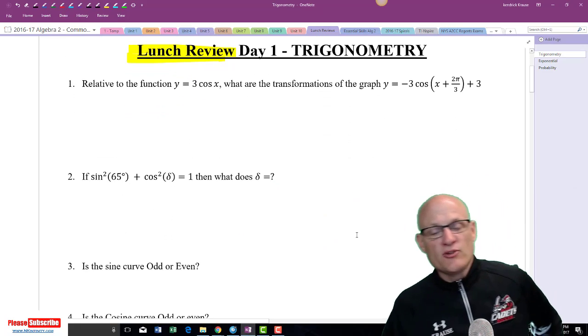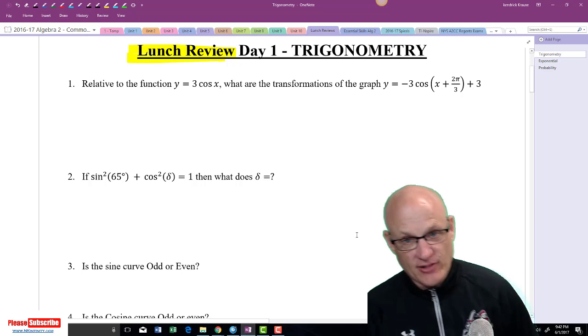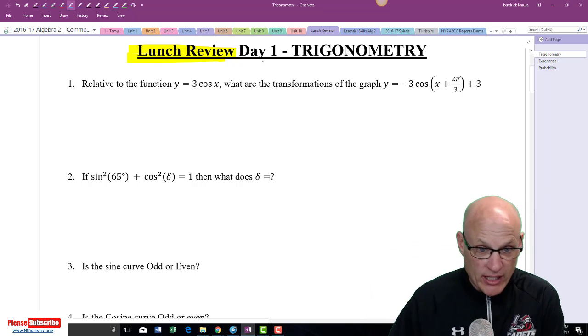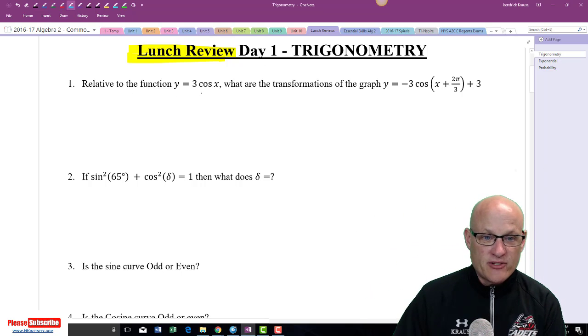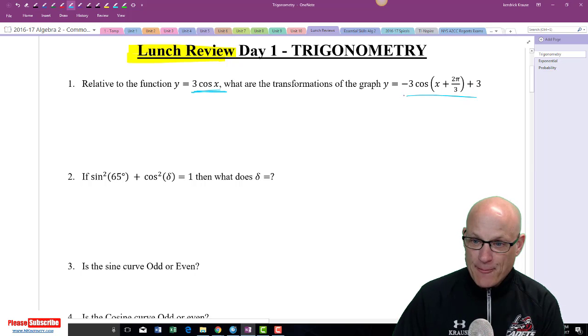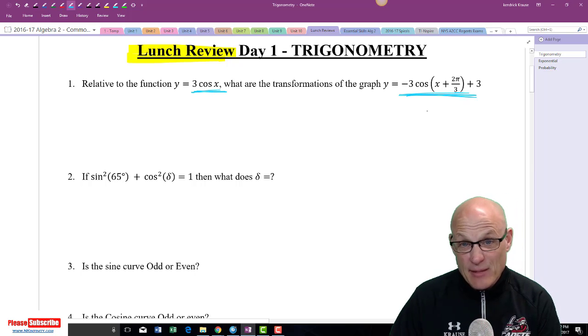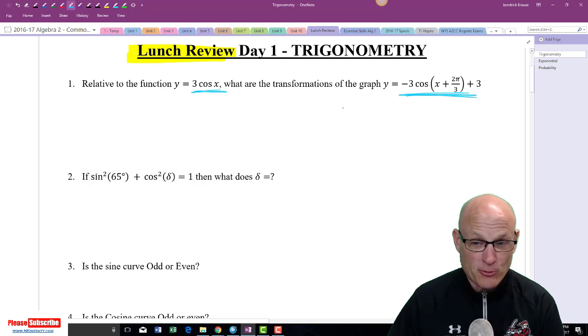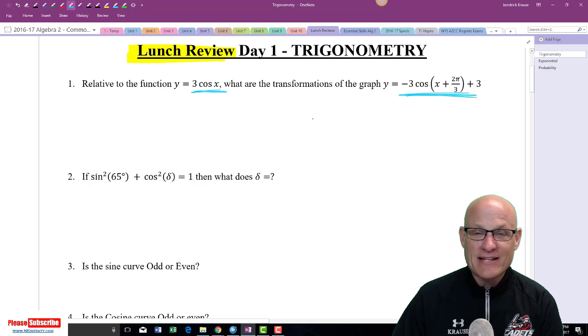Let's just work. So the first few aren't too bad, and then it gets a little funky. All I said is, relative to this function, what happened here? Now, I saw this on a multiple choice test. It was the first problem on a multiple choice test. I'm like, what? But it's not that bad, right?